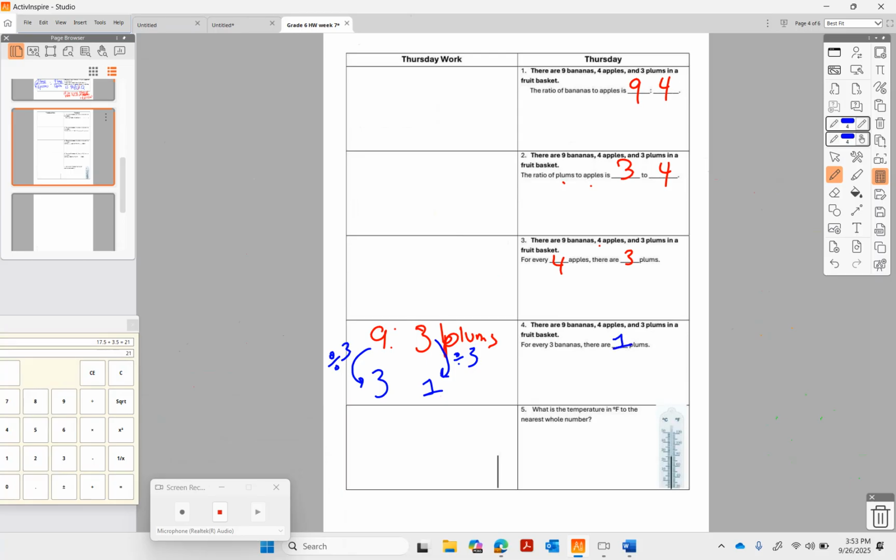And what is the temperature in degrees Fahrenheit? I think that one looks like it's right at 25 degrees.